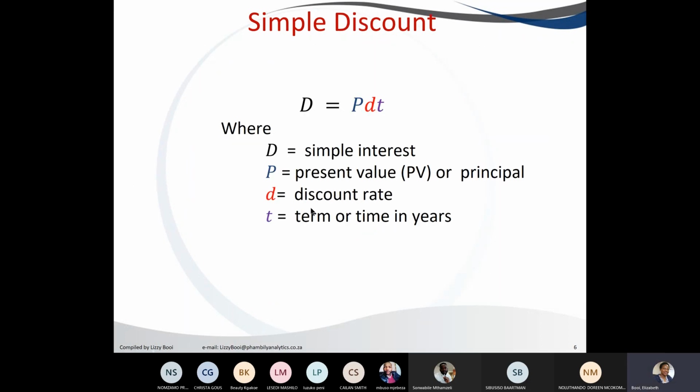Okay, the other thing you also need to know is the simple discount. And your discount is the amount you will receive from a discounted value. So for example, the present value times the discount rate times the period will give you the discounted price. But if you needed to calculate the future value of the discounted price, it will be another story. It will be different.